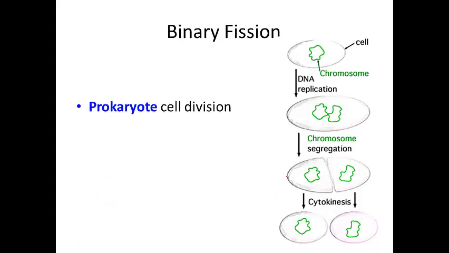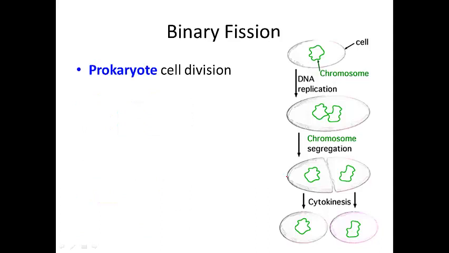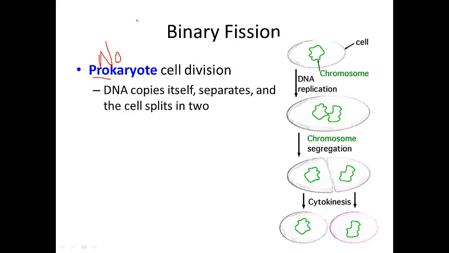Now, in bacteria, it's a little bit different. Bacteria are considered prokaryotes. Remember, pro rhymes with no. These organisms have no nucleus, so they can't go through mitosis because mitosis is the division of nuclei. So they go through a process called binary fission. It's very similar to mitosis. The DNA copies itself just like the S phase. The DNA is going to separate just like anaphase, and the cell splits in two identical pieces.